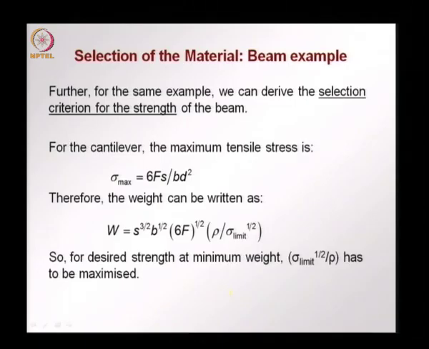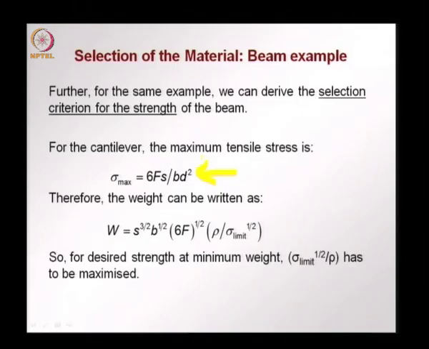For the same beam, for the same cantilever, we can look at the maximum tensile stress, again from the elastic beam formula. We can get sigma max, or the maximum tensile stress, equal to 6 times the load applied at the end of the cantilever multiplied by S, being the span, divided by B D squared, where B is the width of the beam and D is the depth of the beam. So, failure will occur when the limit strength of the material is exceeded by this maximum tensile stress.